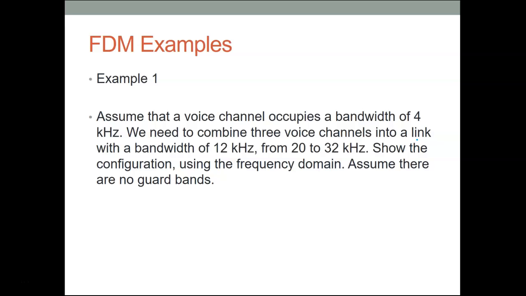Okay, let's take this example here. Assume that a voice channel occupies a bandwidth of 4 kHz. See here, each channel has 4 kHz. We need to combine 3 channels. How many channels do I have? 3. So if I multiply these 3 channels, and each channel has 4 kHz, at the end I will get 12 kHz in total. So the total capacity or the total bandwidth of the entire medium is 12.